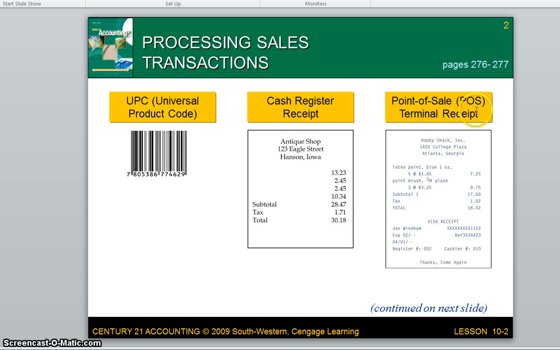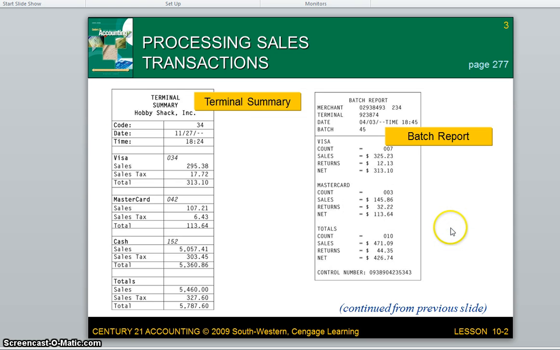Point of sale, POS, terminal receipt. This is just a receipt of the items at the point of sale. In this case, it was paid by a Visa. Terminal summary for the day, this is a report each day listing all of your credit card sales, in this case Visa, MasterCard, and cash, grand total for the day, sales tax brought in, and a grand total of the amount with the tax. A batch report at the end of each shift.